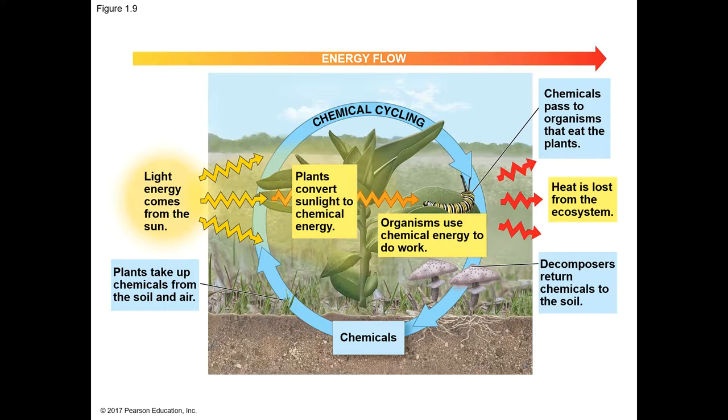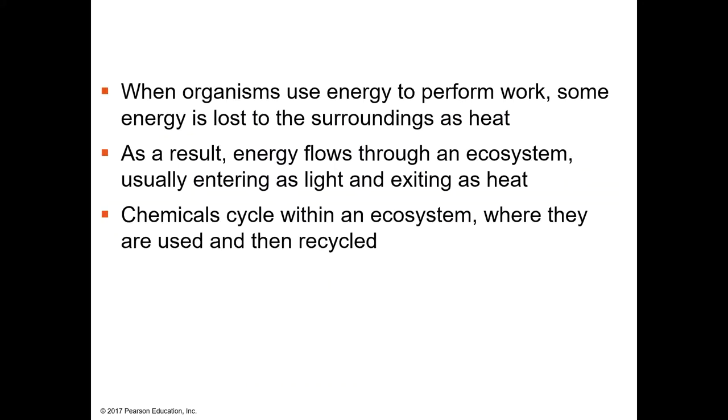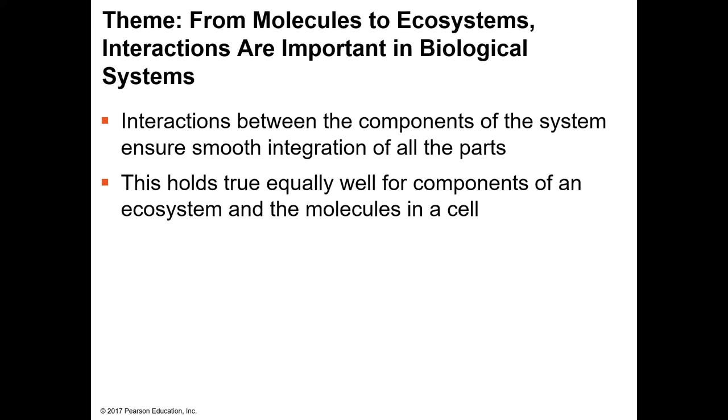Okay, so you've got this energy flow in the cycle here. This is something that's good to know. When organisms use energy to perform work, some energy is lost to the surroundings as heat. As a result, energy flows through an ecosystem, usually entering as light and exiting as heat. Chemicals cycle within an ecosystem where they are used and then recycled.